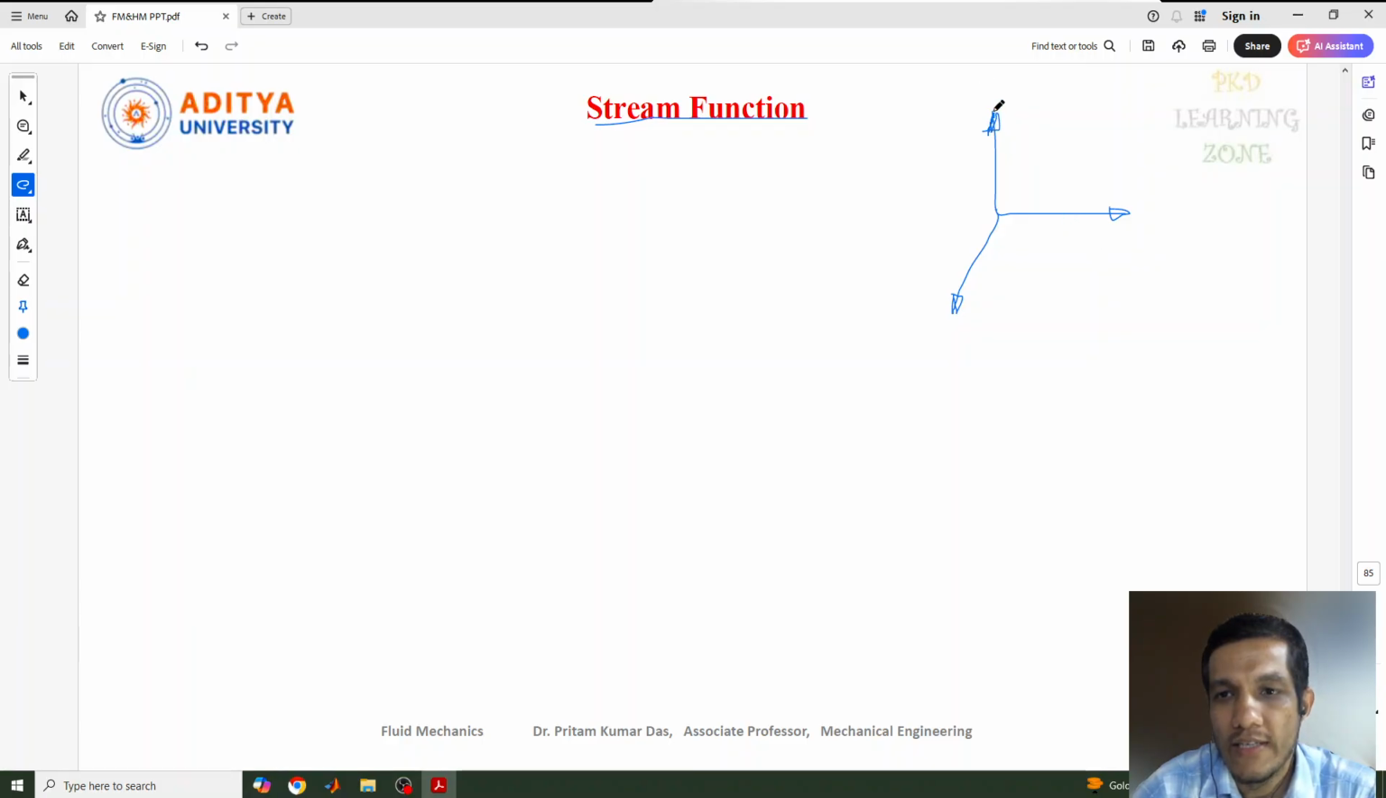Just reminding you, this is u and this is v and this is w. That means this is your x, y, and this is the z direction. So what we got there for the velocity potential function: we used to write the velocity component u as the negative derivative of the velocity potential function in the particular direction. So that was for the velocity potential function.